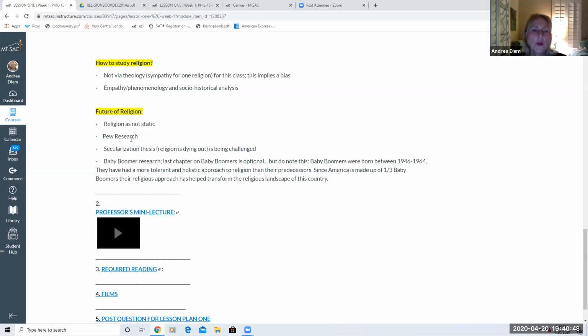And the Pew Research is showing you where the religious trends are going. A big religious trend, which might surprise you, is that the non-religious are just growing. It used to be 10% to 20%. Now it's up to 30%. They're called the nones, N-O-N-E. There's the non-religious approach.